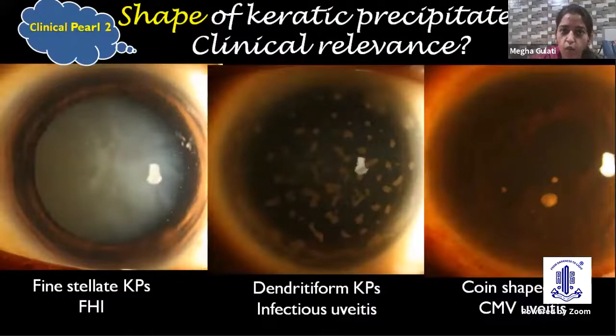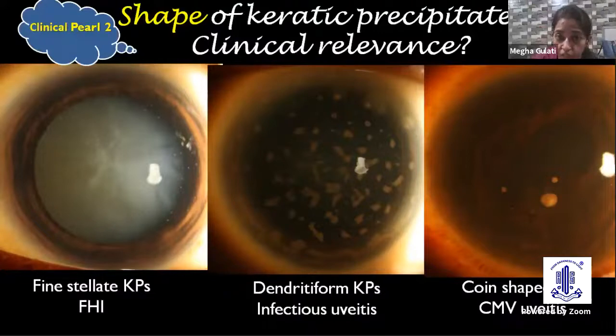Second clinical pearl. What is the clinical relevance of shape? Usually they are round, well-defined, but if you see any characteristic shape like fine stellate KPs, think of Fuchs uveitis. If it is dendritiform KPs, think of viral uveitis and endophthalmitis.